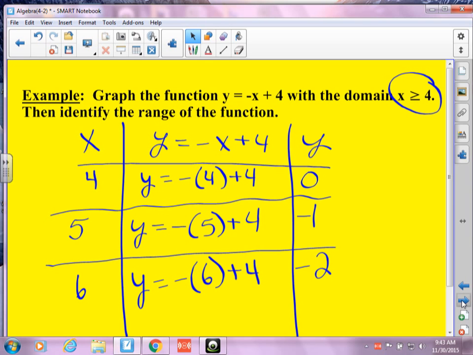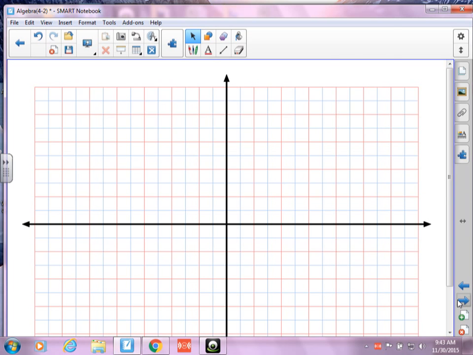Okay, I got my table, got my three values. Now what do I do? Yes? Graph it. Sure. Okay, I'm going to graph it. So 4, 0. 4, 0, 5, -1, 6, -2.